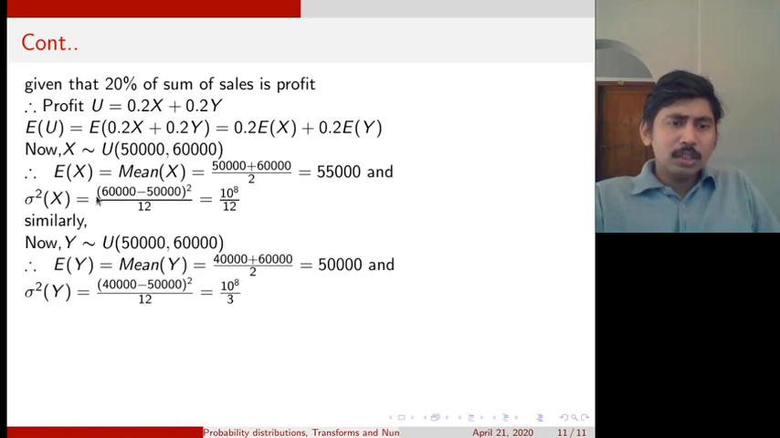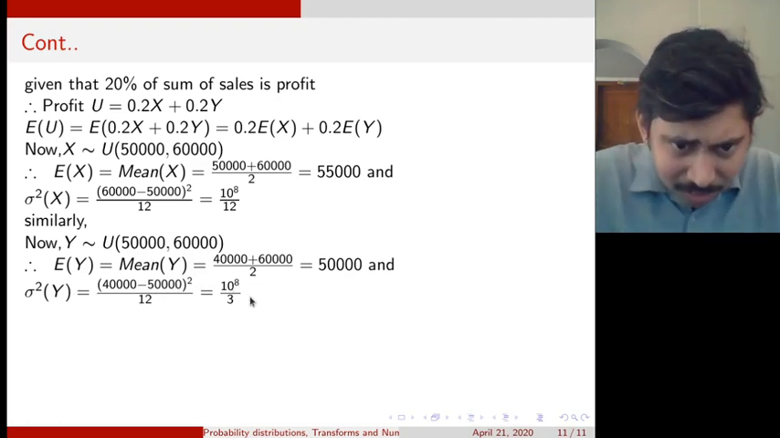And the variance is equal to (b minus a) the whole square divided by 12, that is equal to (60,000 minus 50,000) the whole square divided by 12, that's equal to 10 raised to 8 divided by 12. Similarly, y follows a uniform distribution in this range, 50,000 to 60,000, the mean is equal to (a plus b) by 2, that's equal to 55,000, and the variance is equal to 10 raised to 8 by 12.